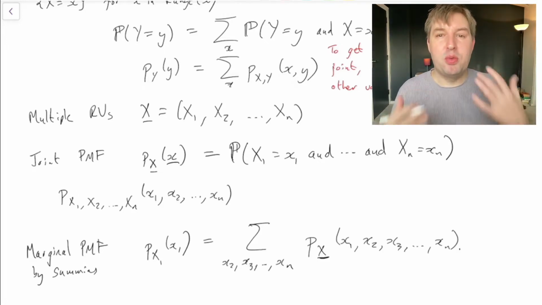So whether you're dealing with one random variable or many random variables, you can show how they interact through a joint probability mass function. And you can get the individual marginal distributions out by summing over all the variables you don't care about.